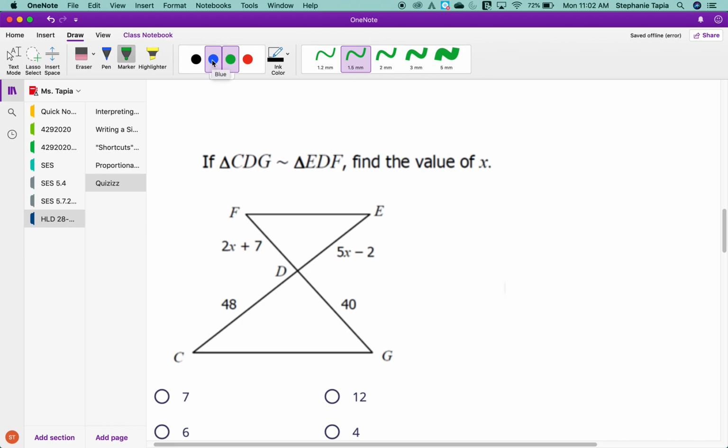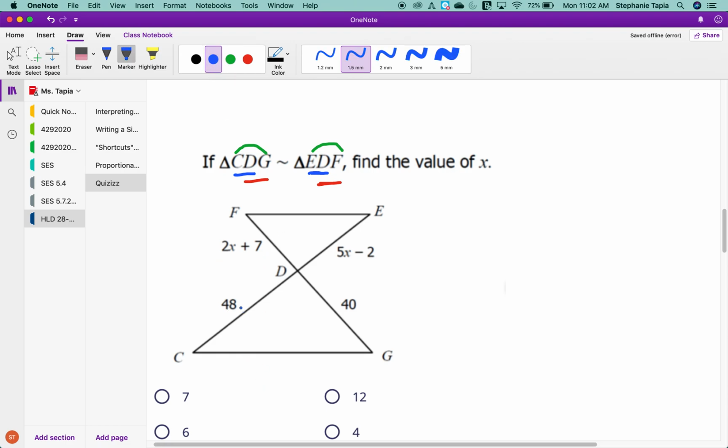So this similarity statement tells me that CD is proportional to ED, and pay attention to my color scheme, and DG is proportional to DF, and then CG is going to be proportional and corresponding to EF. So based on this logic, I'm going to now color code this in my triangle.